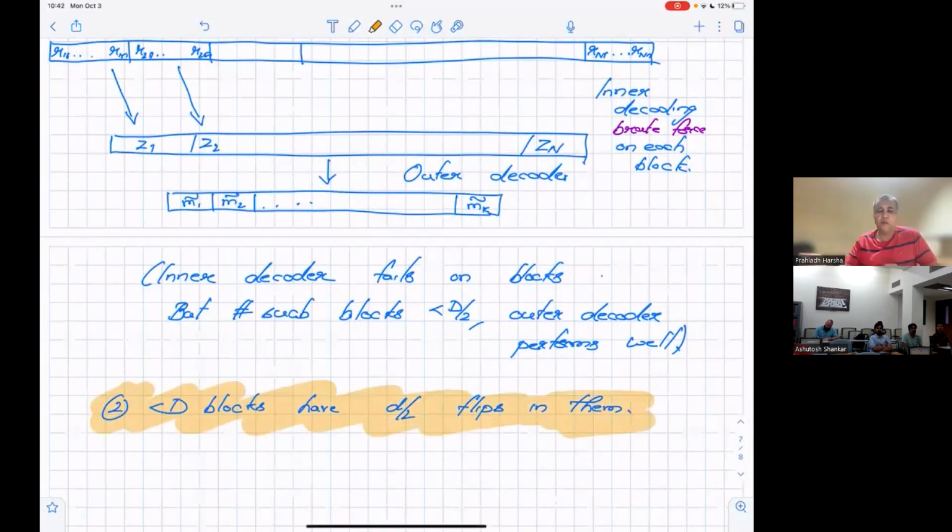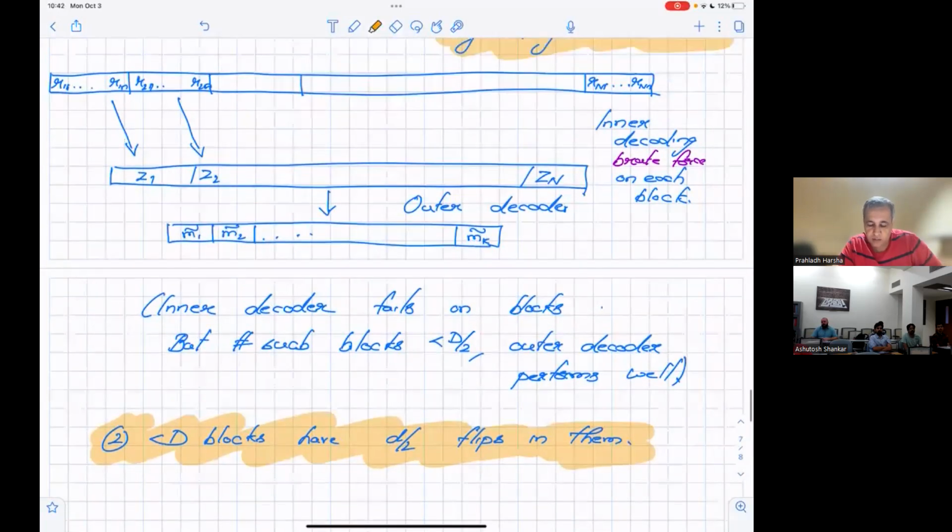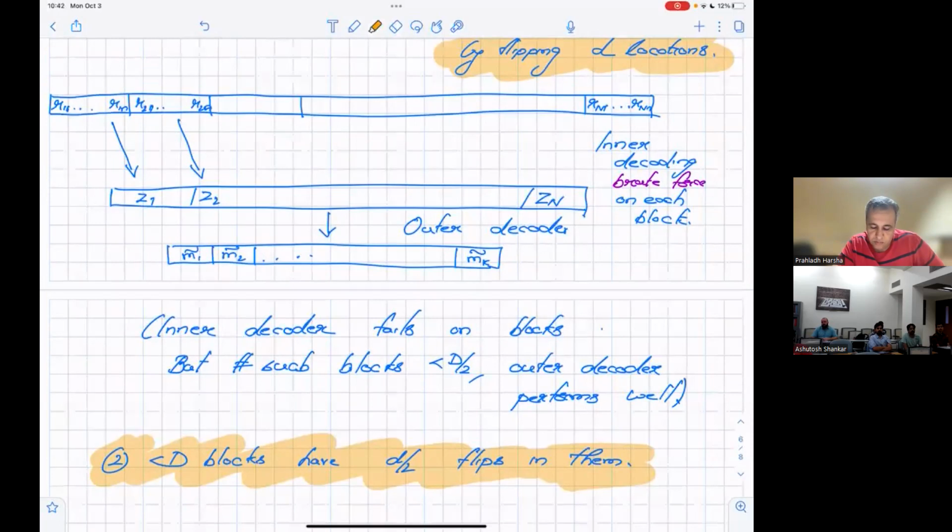Yeah, what would you do in this setting? The inner decoder will correct. So I have flipped d by 2. There's no guarantee that the inner one will work. I haven't said less than d by 2. So the inner decoder on all of them could have failed. It could have given you a different code word. But can you still recover from it now?